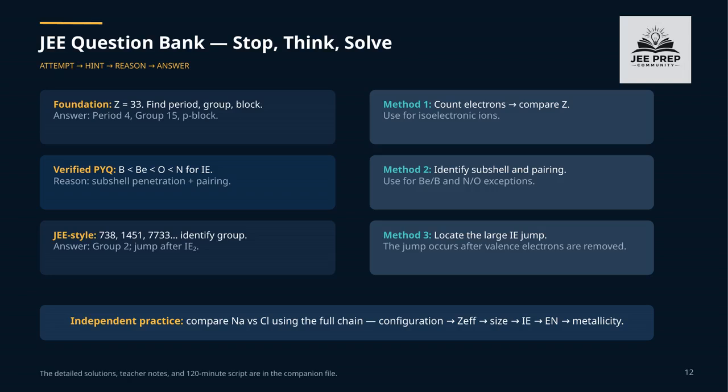Misconception 6. Group number equals valence electron count in every block. For s block elements, the shortcut works directly. For p block elements, add 10 to the number of valence electrons. For d block elements, add the electrons in the n-1 d subshell and the ns subshell. For example, iron is argon core 3d6 4s2. 6 plus 2 gives group 8.